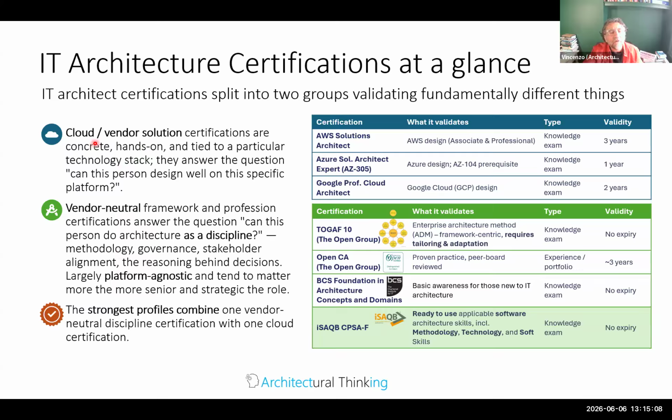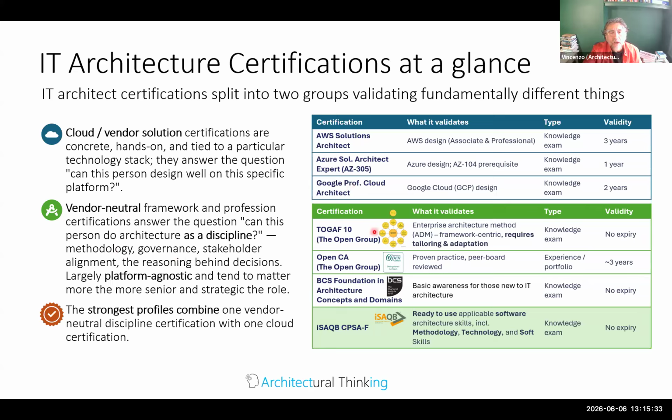One is cloud or vendor-specific certification. So, for example, if your organization uses AWS, AWS has a Solution Architect certification that you can get, and similar for Azure and similar for Google. So it's really important that you know the ins and outs of the technology that you're using.